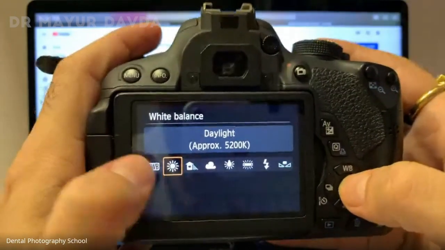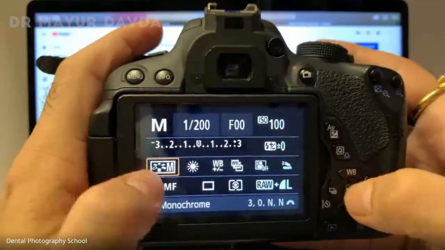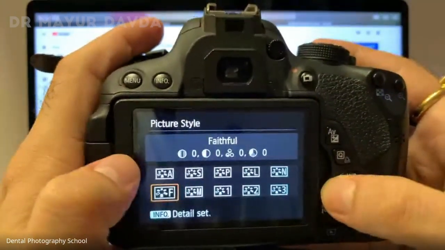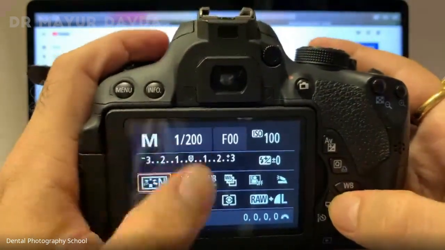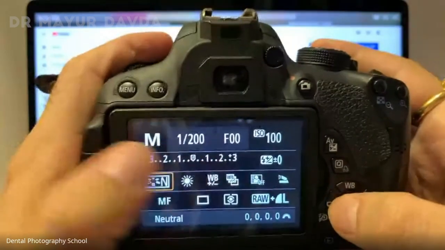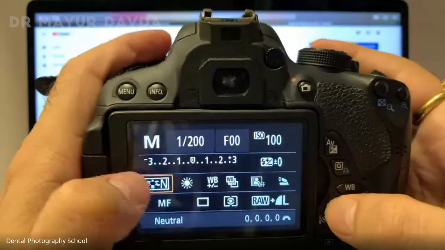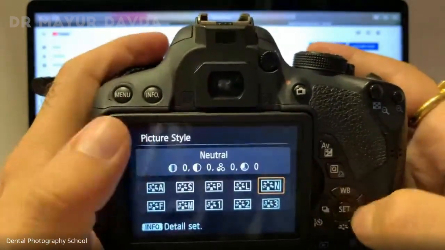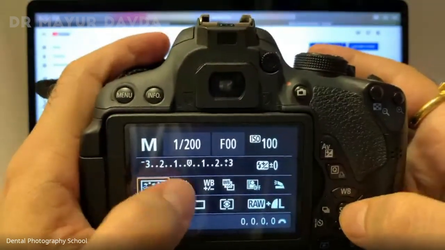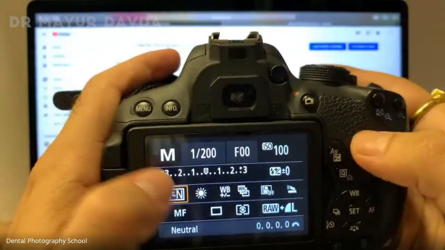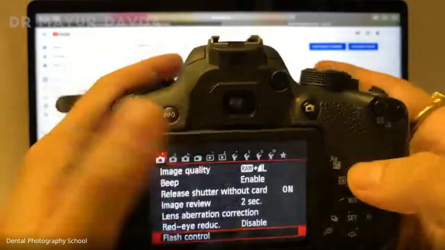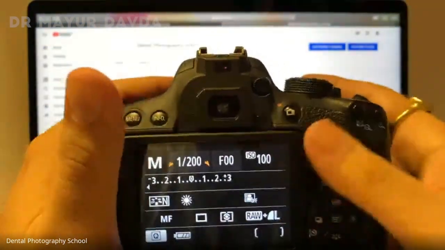I keep it at a white balance of daylight, and I keep it at a picture style of neutral. So these two settings are going to control your colors. As far as I know, these are the best settings for reproducing accurate colors. That is a picture style of neutral and a white balance of daylight. And if you're a Nikon user, it's called picture control. And these settings will be there inside the menu, it's there both ways.